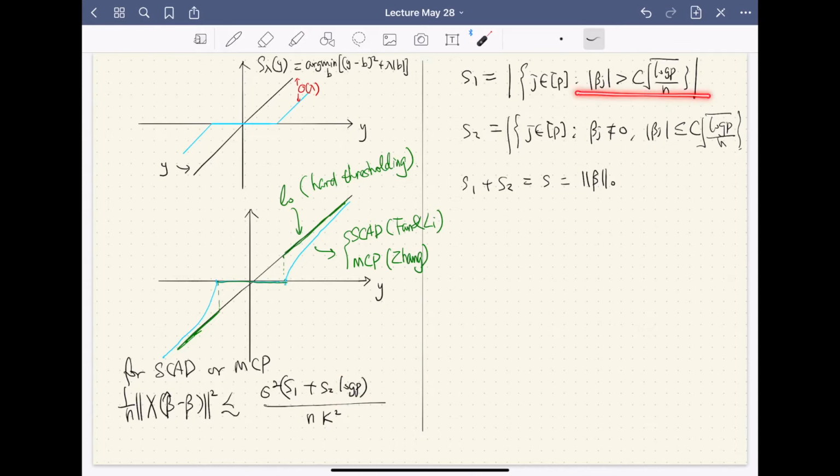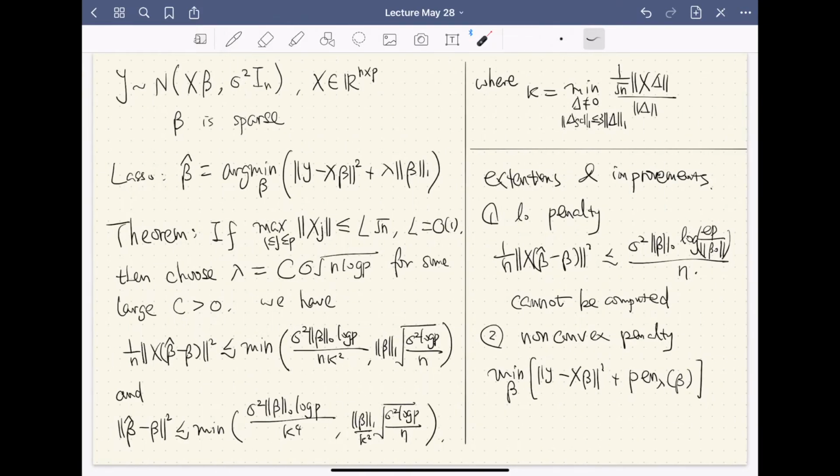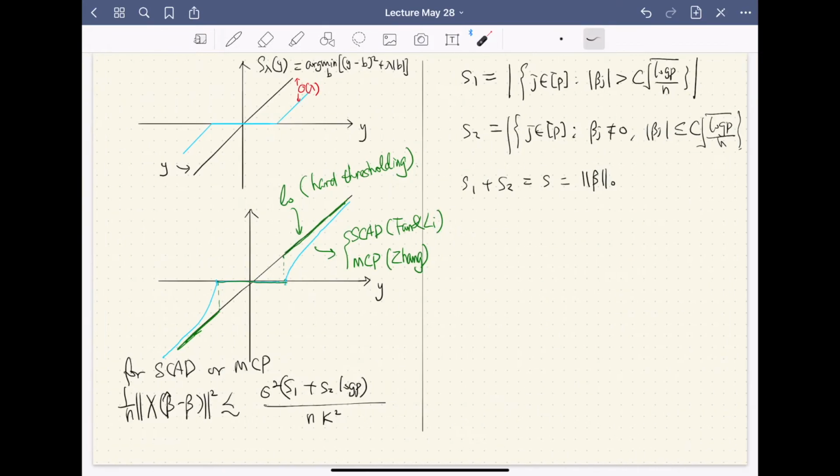For those regression coefficients that are large, there is no uncertainty. You don't have to pay the logarithmic price; you can achieve the parametric rate. If you compare this rate of convergence to the one achieved by Lasso, which has S1 plus S2, the entire sparsity, times log p, the improvement is exactly a consequence of using a penalty function that corrects the bias problem of Lasso.